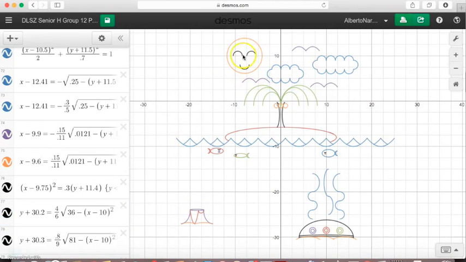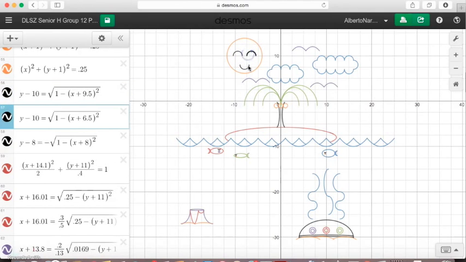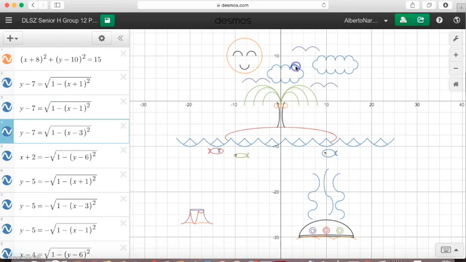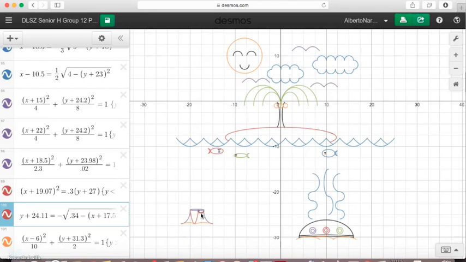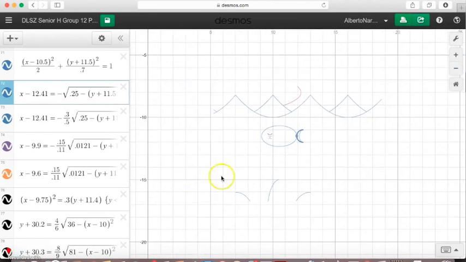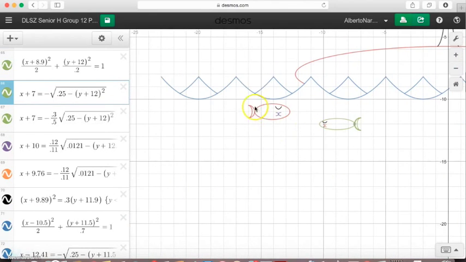Next, we used semicircles for the eyes and mouth of the sun, the clouds, waves of the boat, some of the lava, and lastly, part of the tail of the fish.